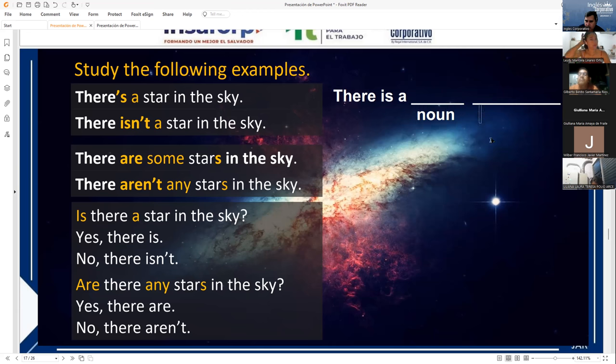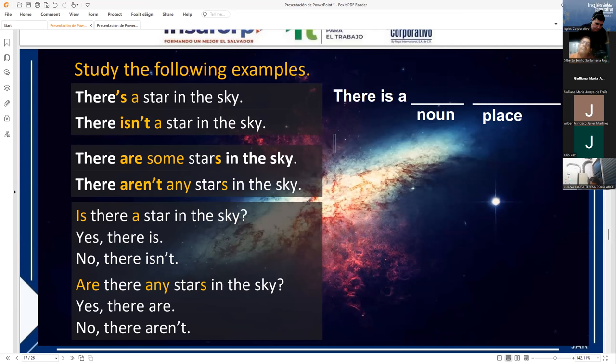Noun, place. Teacher, a question for anybody. Somebody saw a long star tonight flying in the sky. It's a big star. I saw it in the house of my grandmother.